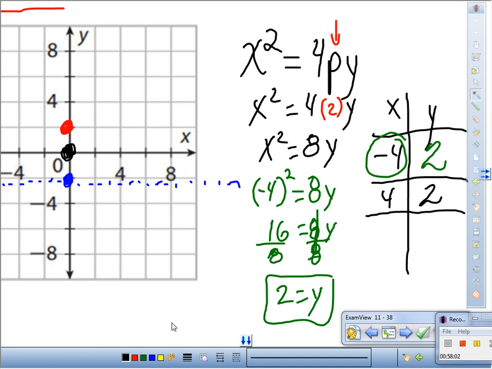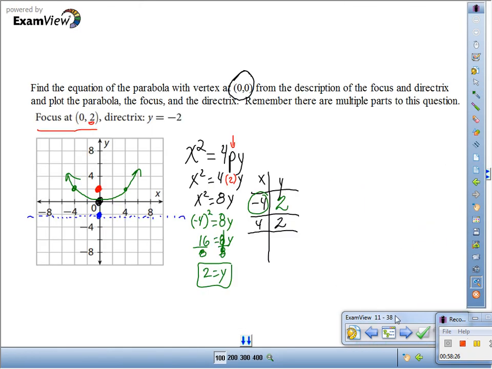All right, let's plot these 2 points. -4, 2, +4, 2, and our parabola is right there. Look at that beauty.